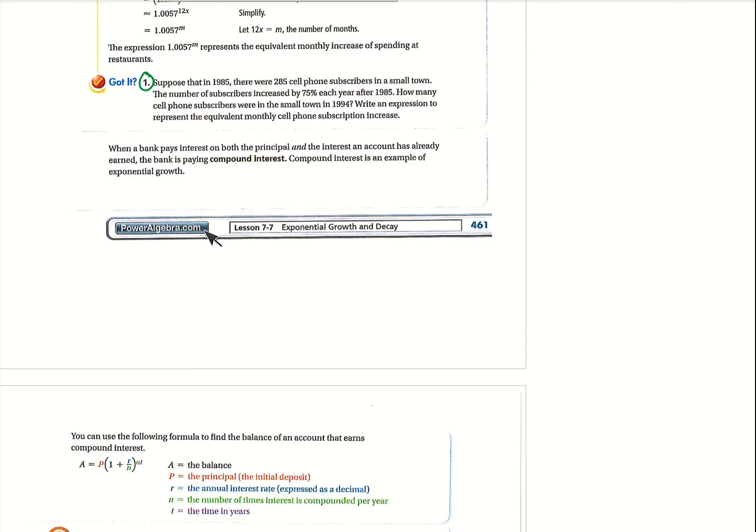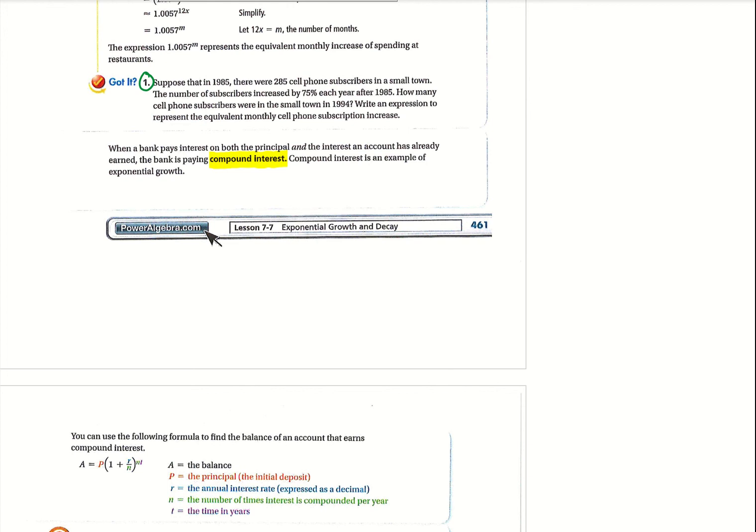So I said earlier, this is a really good example of real world applications of math. You'll see that a lot when you get older with compound interest. When you open up a bank account of your own, you'll see this term compound interest pop up.